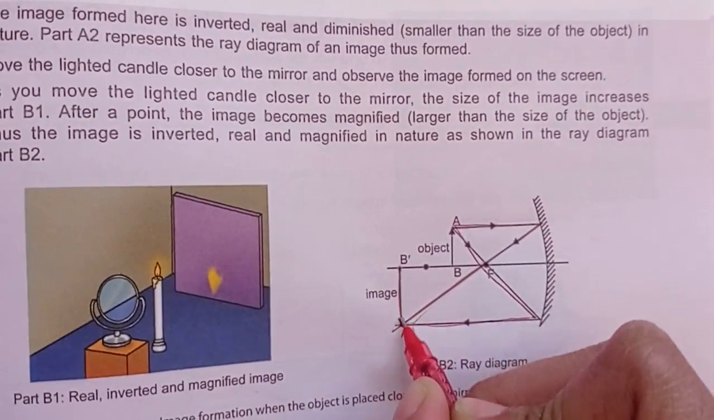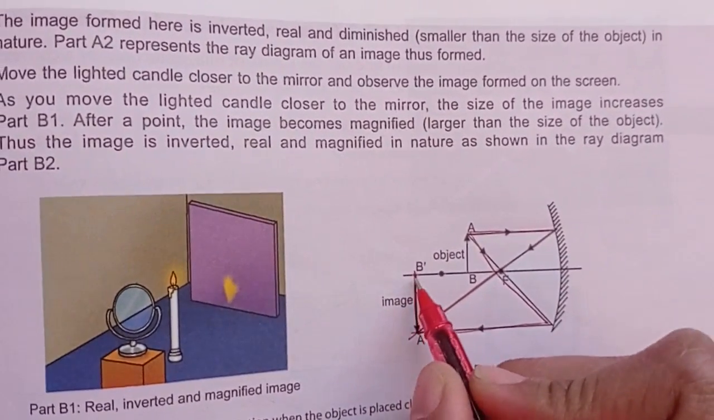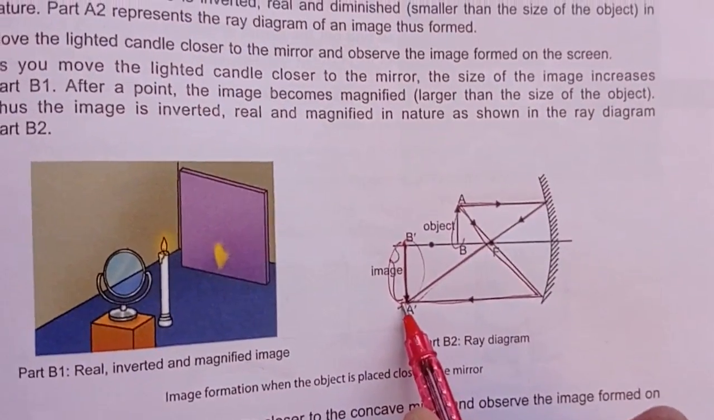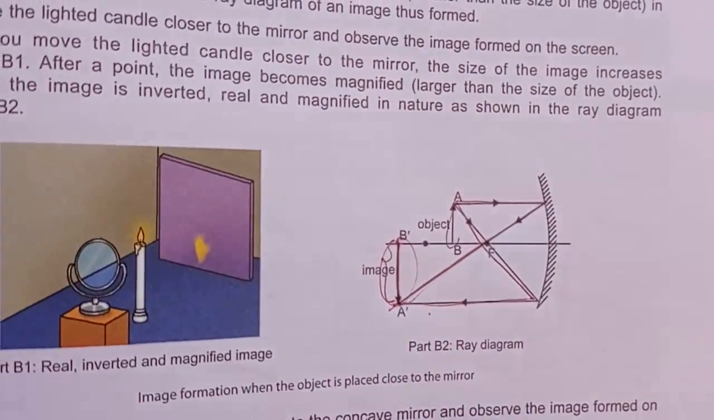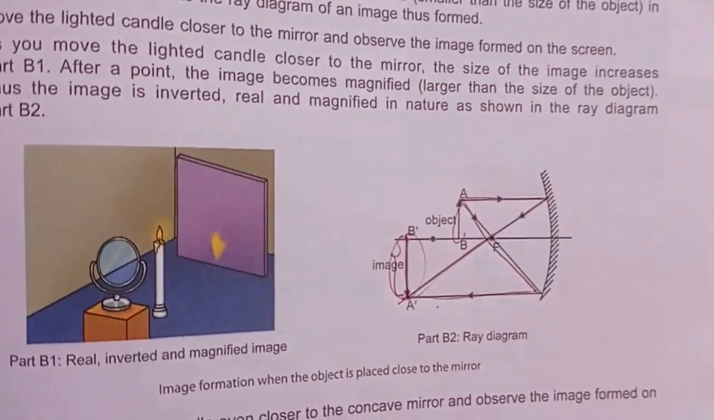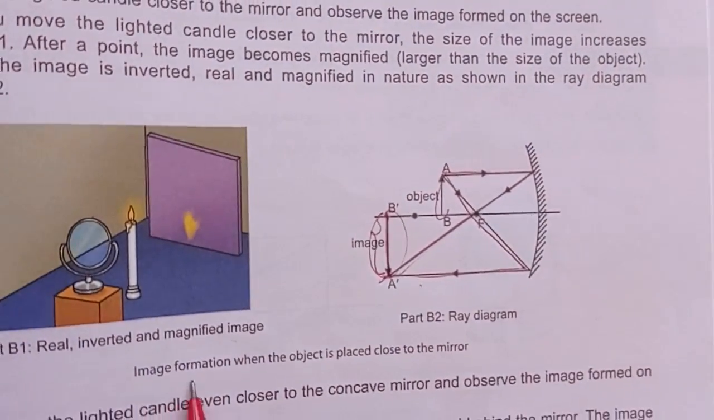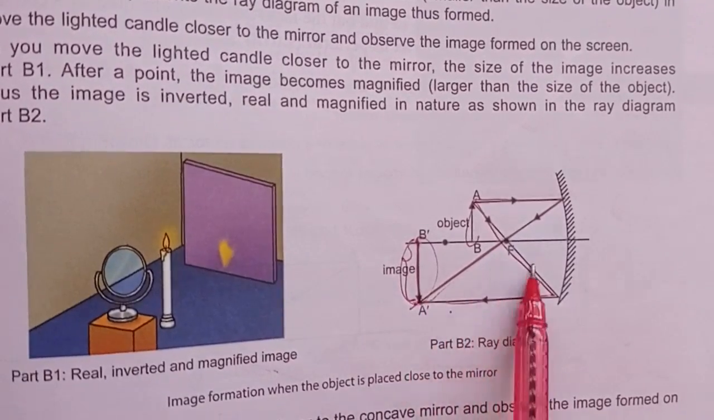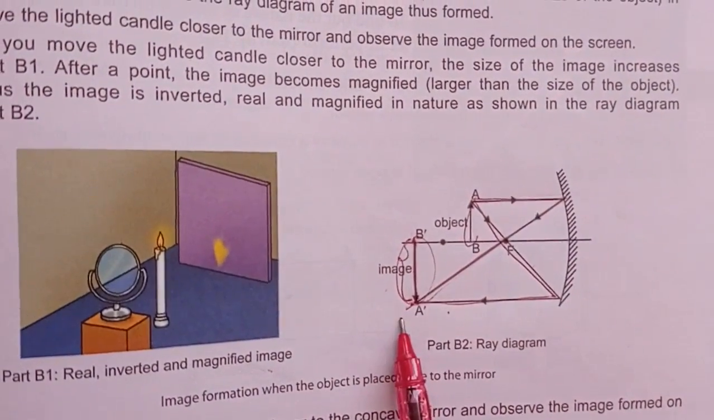So from here you have to go to the principal axis. So this is the image, तो ये object है और ये image है, तो बड़ी दिख रही है आपको. So here we are getting the image that is larger than the object, so it is a magnified image. उल्टी दिख रही है मतलब inverted, and it would be on the same side, so it is a real image.